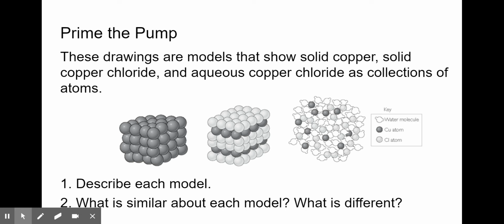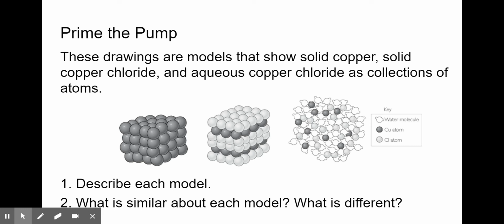On the very right-hand side, you see aqueous copper chloride, okay? Aqueous copper chloride, which is CuCl2, you will notice you're going to use that key even more. You will see water molecules mixed amongst the coppers and the chlorines.